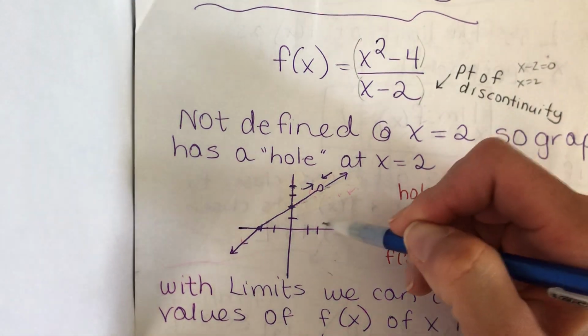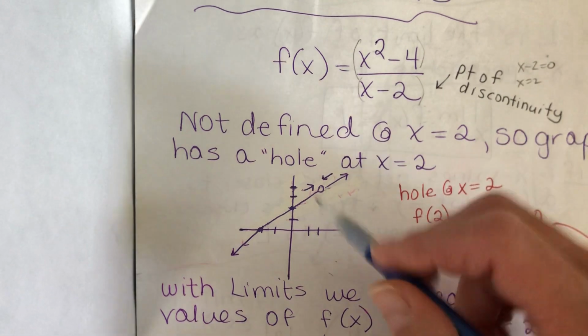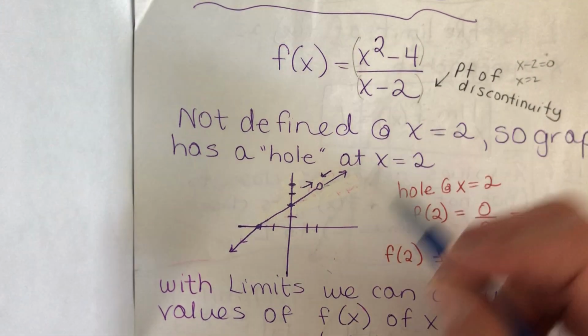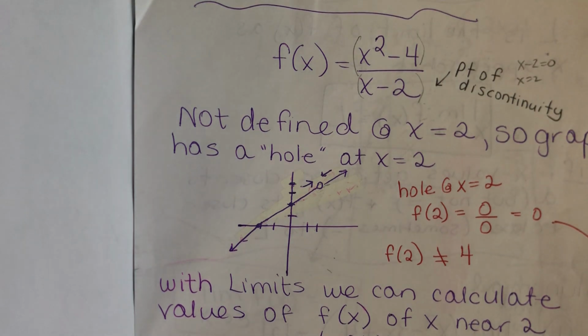So that results in what we call a hole in the graph. So when x equals 2, there's a hole. And I say that because when you graph this in your calculator, you're probably not going to see it because it's just such a small area where the graph doesn't exist. So you just have to be smarter than the calculator and figure that out.